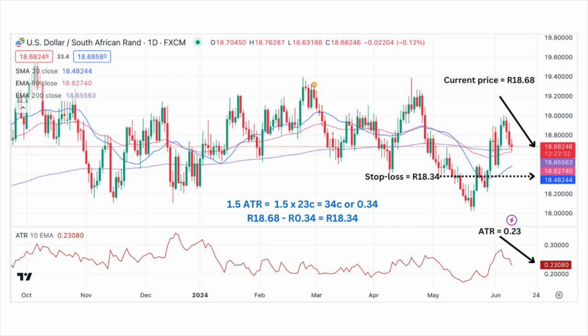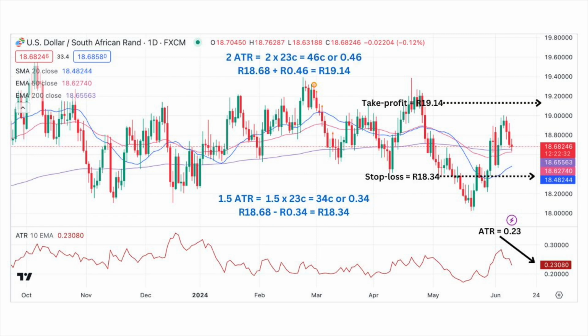So to set my stop loss, I would place it at 0.34 or 34 cents below the current price at 18.34. That's 1.5 ATR. The take profit can also be set as a multiple of the ATR above the entry point for long positions or below for short positions. The multiplier used can depend on the trader's risk tolerance and the asset's volatility.